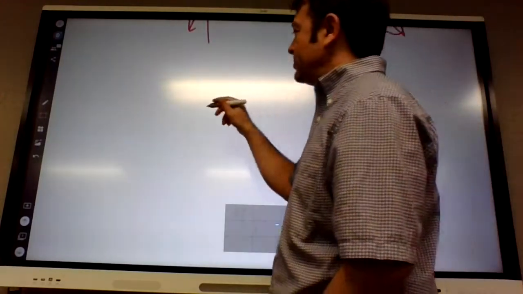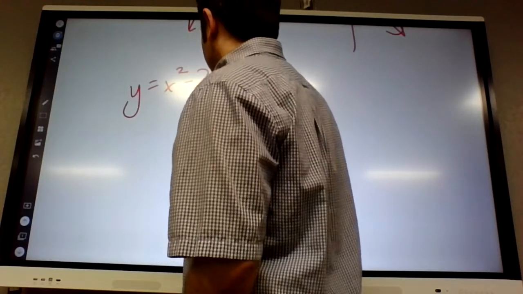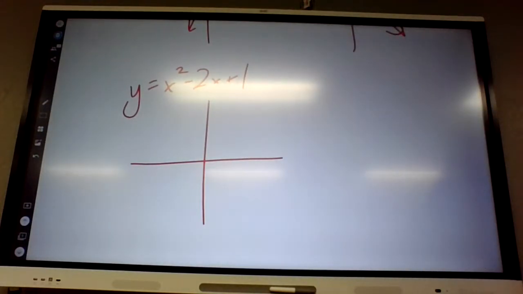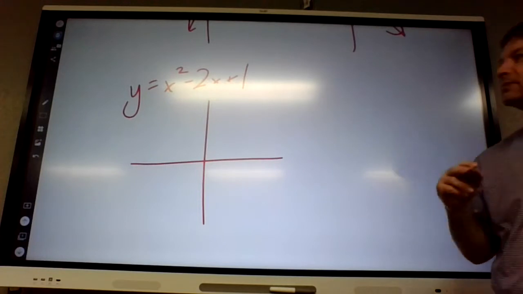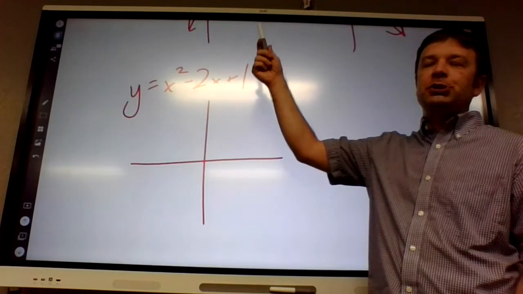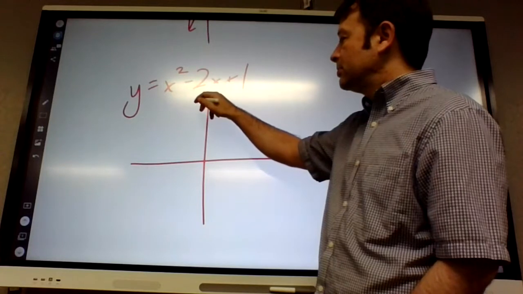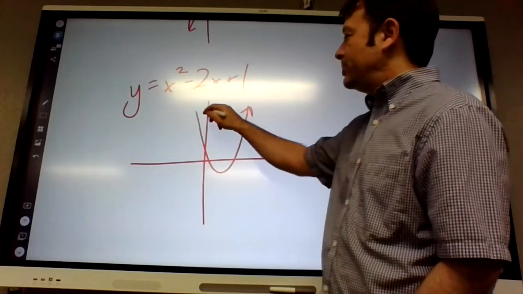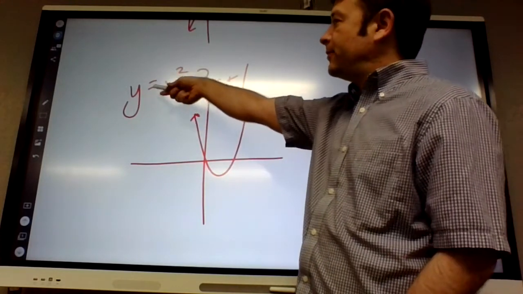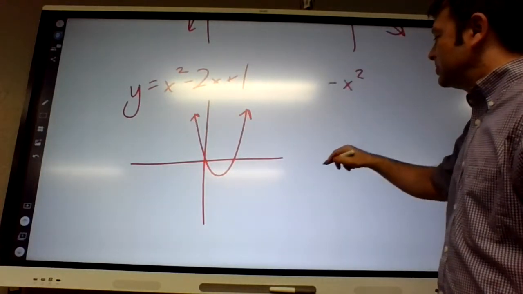Okay, what if I was graphing something like y equals x squared? What will that graph look like? What shape would the graph take? Parabola, right? Would the parabola be going up or down? Up. How did we know whether it was going to go up or down? Right. The first term is positive, so it's going to go up. So what happens if we put a negative on it? It goes down.